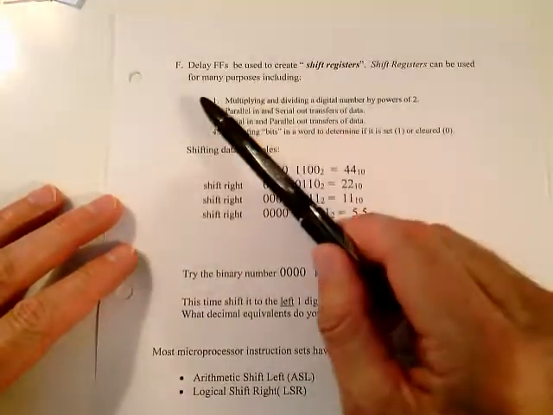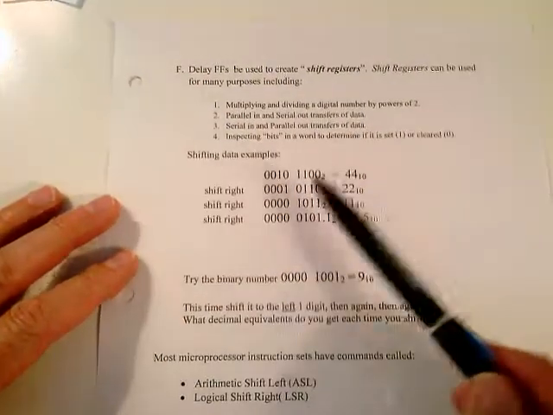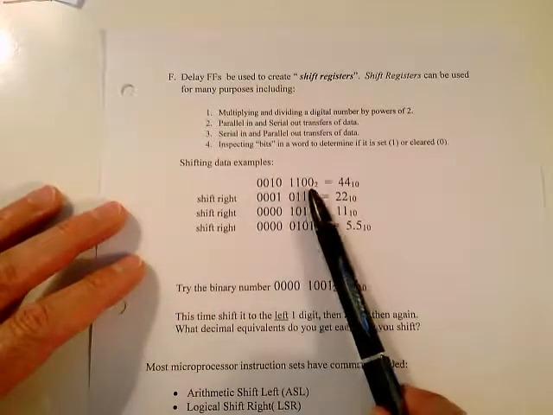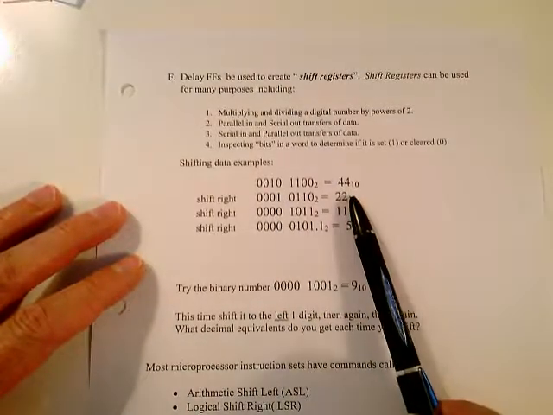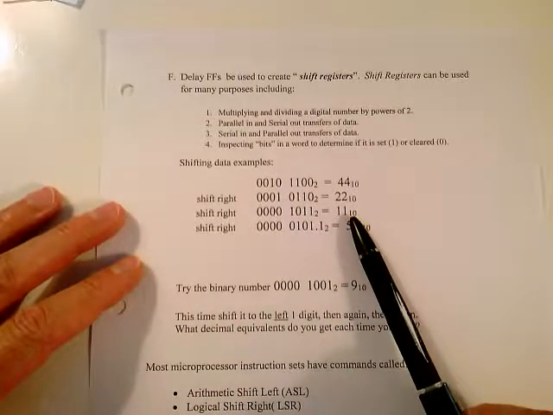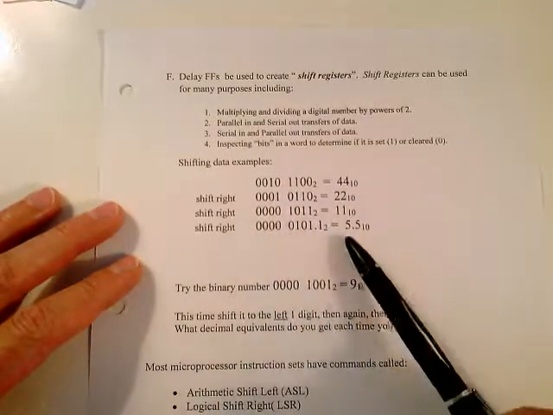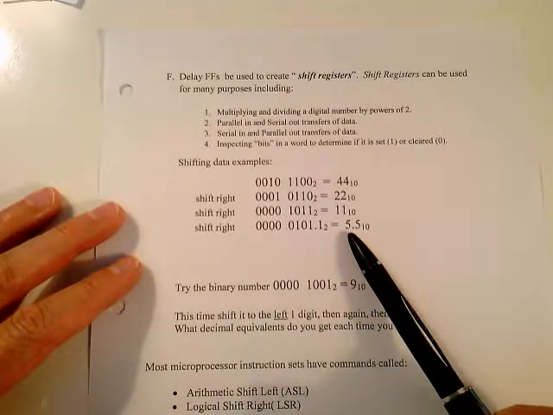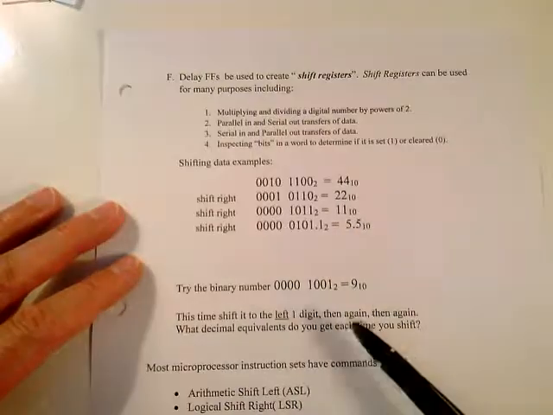Shift registers can be used for many purposes. You can read this. Shifting data. Here I have binary 8 bits, number 44 in base 10. I shift it to the right, it divides in half. Shift it to the right again, it divides in half again. That's 1/4. Shift it again, 1/8. You just divide by 2 every time you shift to the right.